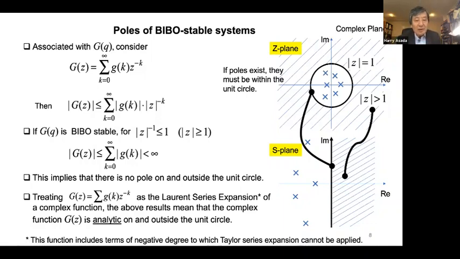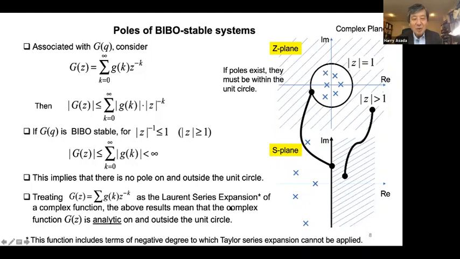Okay, so now let's treat this G(z), G_k z^-k, as some kind of series expansion. And because this is a complex function, this can be treated as a Laurent series expansion of a complex function. That says the above result means that the complex function G(z) is analytic on and outside the unit circle. So now I scare you with another mathematical terminology, Laurent series expansions.